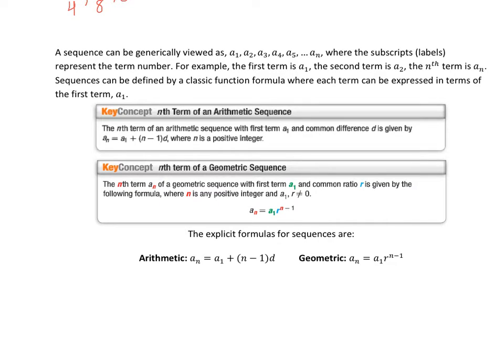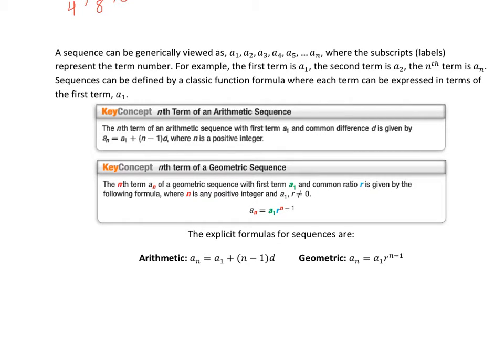A sequence can be generically viewed as a sub 1, a sub 2, a sub 3, a sub 4, a sub 5, ... a sub n, where the subscripts or labels represent the term number. For example, the first term is a sub 1, the second term a sub 2, the nth term is a sub n, and that would be an unknown term. Sequences can be defined by a classic function formula, where each term can be expressed in terms of the first term a sub 1. So we have what are called explicit formulas.